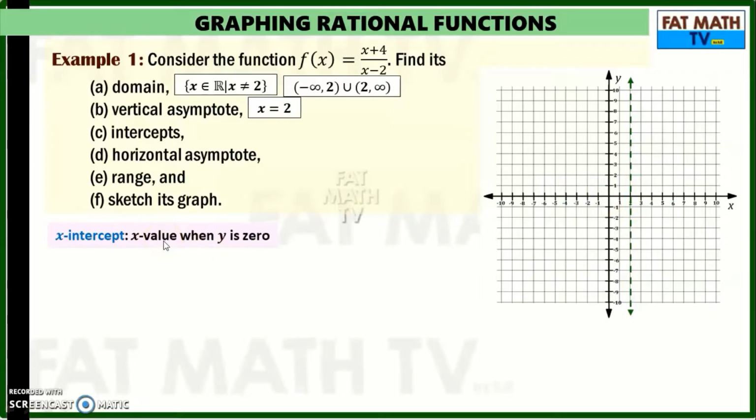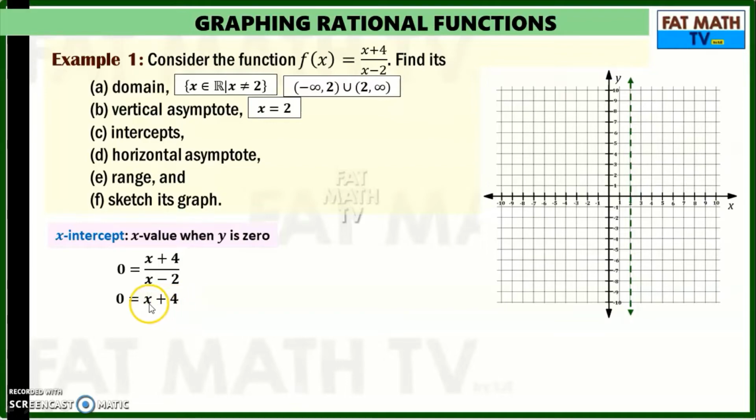So what are you going to do to solve that? Just make y 0. So y is f of x, so make this 0 equals, and copy the rest. And then solve for x. So when will a quotient or a ratio be equal to 0? Of course, if the numerator is 0. So that will give you 0 equals x plus 4. Or if you want, you can multiply both sides by x minus 2. So x minus 2 times 0 is still 0. And then x minus 2 will be cancelled here. And then you will be left with positive 4.